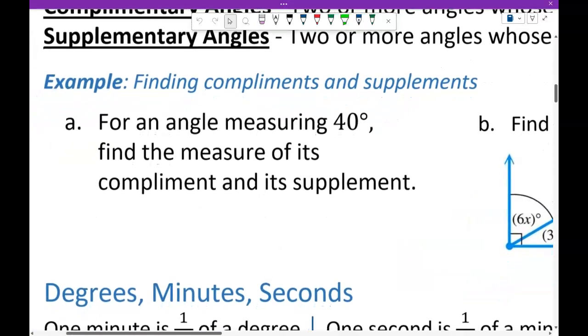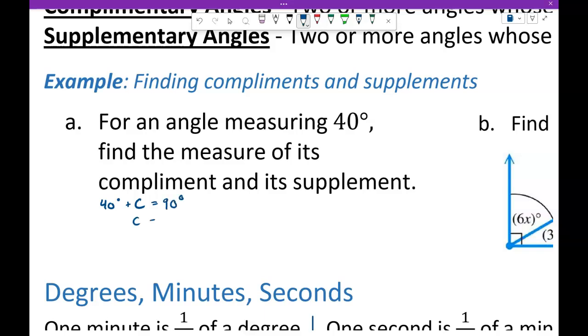So we can use this relationship to find complements and supplements and write algebraic expressions to solve. So for an angle measuring 40 degrees, if we want to find the complement, well, the angle that we're given plus its complement, we'll call angle C, has to equal 90 degrees when we sum them. So if we write this simple equation and we subtract, we find that the complement ends up being 50 degrees. Compared to the supplement, the angle given plus the supplement has to equal 180. With some simple subtraction, we find that the supplement is 140 degrees.